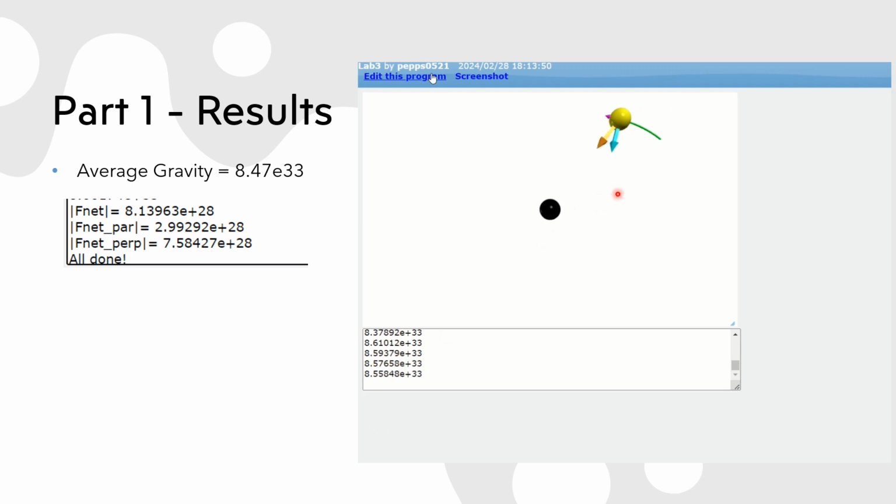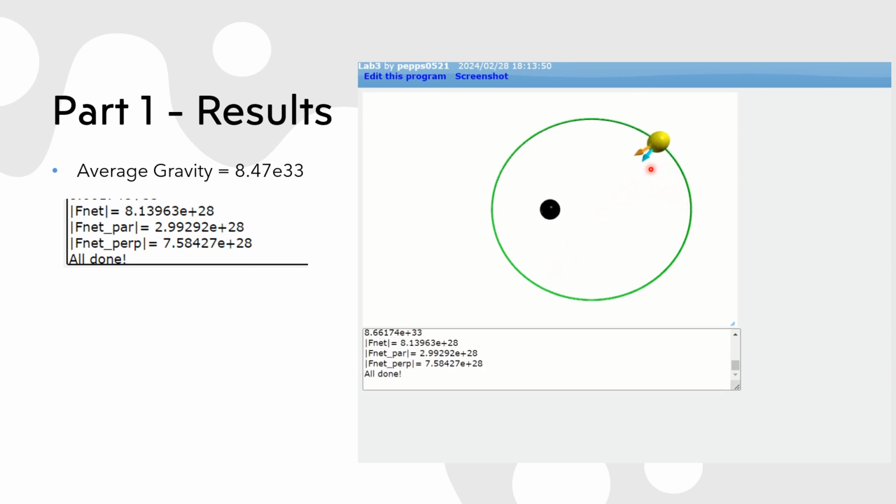So as you can see here, the star orbits the black hole, and this magenta arrow here is the parallel component of the force. The gold arrow is the perpendicular force, and the cyan arrow is the net force. And you can see the magnitudes of these here. And then using the values we obtained in the equations from the previous slide, I see the average mass for the black hole here is 8.47 times 10 to the 33rd kilograms.